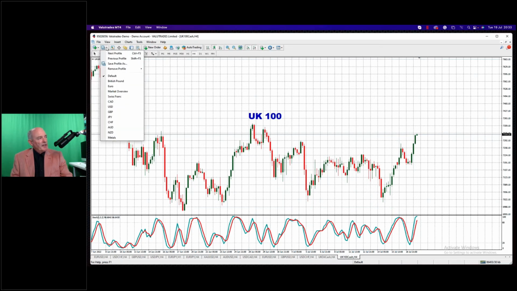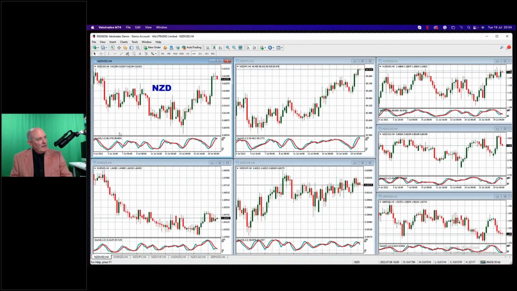If I click on the profiles button, you will see here, maybe too small to see on your screen, I've got all the profiles that I showed you on those slides. I've got Canadian dollar, US dollar, pound, yen, Swiss franc, Aussie dollar, and Kiwi dollar. And I've got another one for metals. So if I click on Kiwi dollar, I get exactly what my slide showed you. These are all the Kiwi pairs sitting right here on one convenient screen.